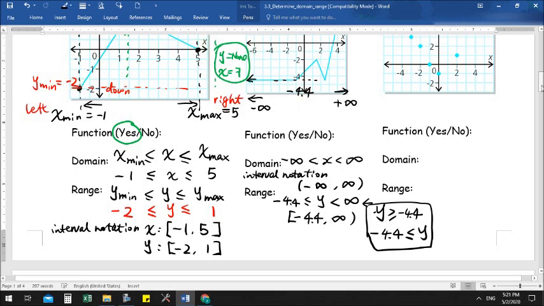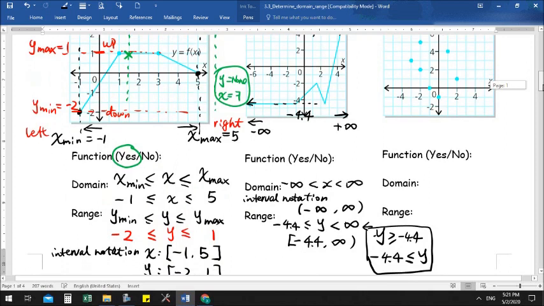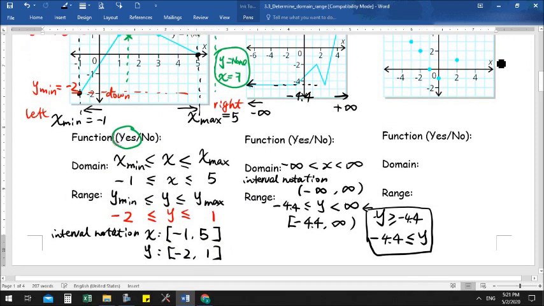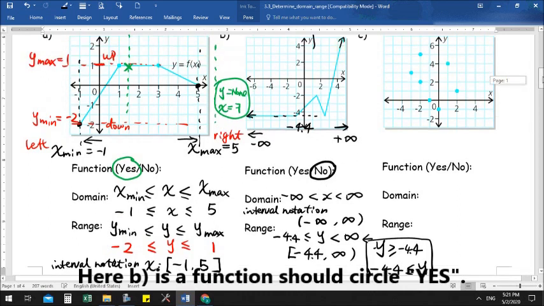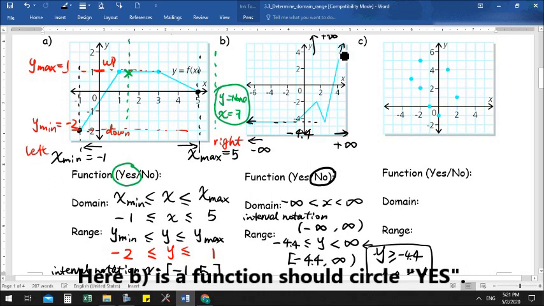And for the function, is it a function or not a function? So use the vertical line test. You just draw a vertical line anywhere, you will see only one point of intersection, so it is a function. Then the next one is tricky. It's not a continuous line. It means this one is discrete data.